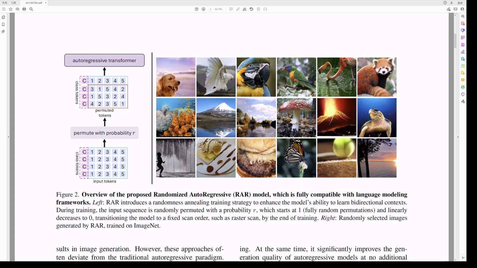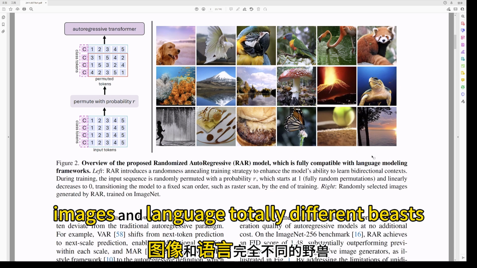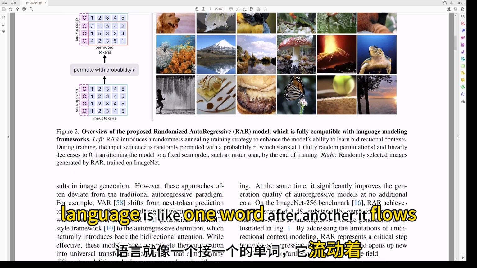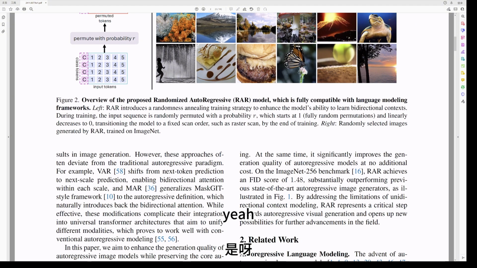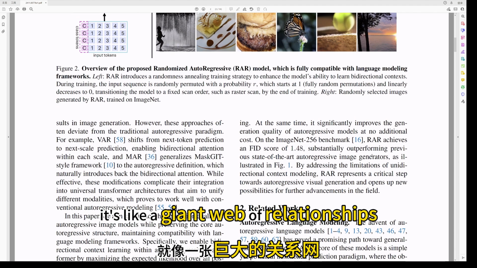Why is that? It all boils down to the type of data. Images and language, totally different beasts. Oh, I see what you mean. Language is like one word after another, it flows. But images, way more multi-dimensional, right? Yeah, like every single pixel is linked to all the others. It's like a giant web of relationships.